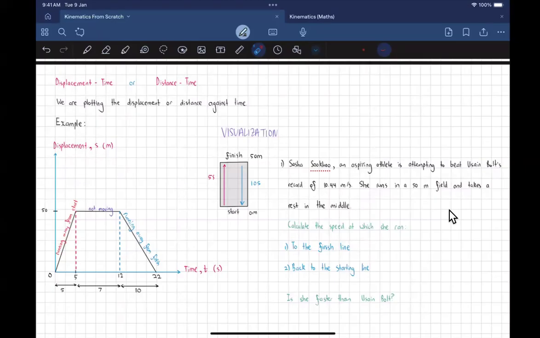Wait, let me clarify. We are talking about speed, right? According to the record, Usain Bolt was running 10.44 meters in 1 second. In 1 second, what was our speed to the finish line? 10 meters per second. So in 1 second, how many meters were we covering? 10. So he was covering more distance than us in 1 second.